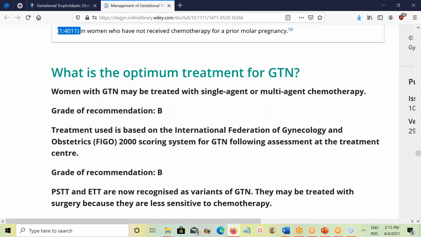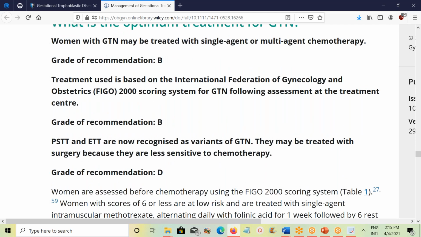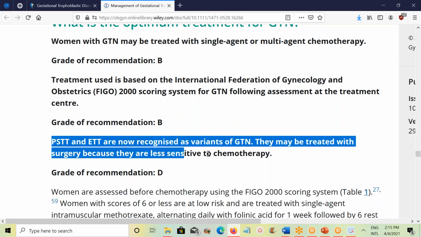So, what is the optimum treatment for gestational trophoblastic neoplasia? As you know, we have to rely on the FIGO scoring system. That score was developed in 2000 and is for the assessment. Why? Because we have to be very careful about what treatment should be given and what should not. We should know that PSTT, the placental site trophoblastic tumor, and the ETT are recognized as variants of GTN and may be treated with surgery because they are less sensitive to chemotherapy.